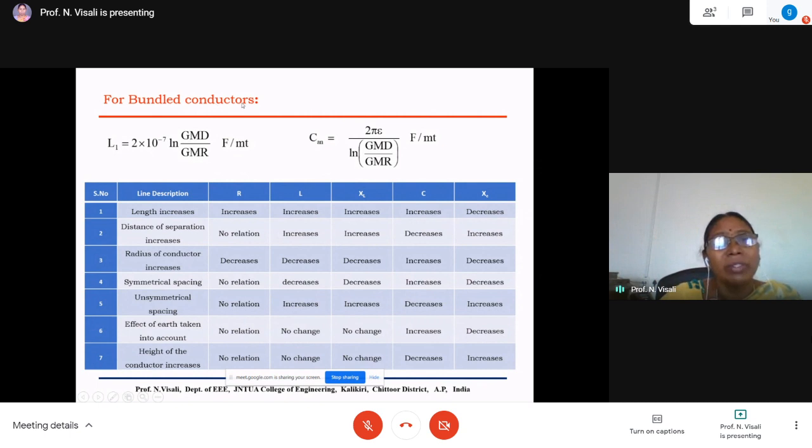So because of that, we have to calculate the geometric mean distance and the geometric mean radius. So the inductance of a bundle conductor is 2 × 10^-7 ln(GMD/GMR). Actually, this is Henrys per meter, not farad per meter. And the capacitance is 2πε divided by ln(GMD/GMR).